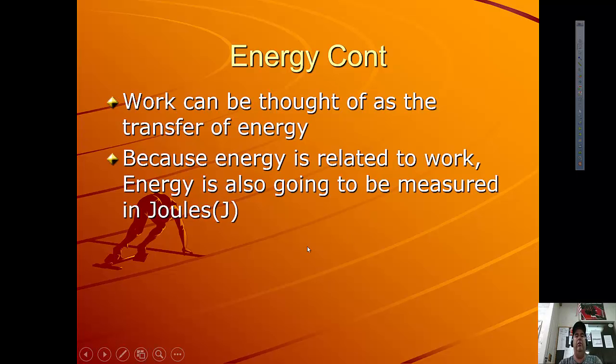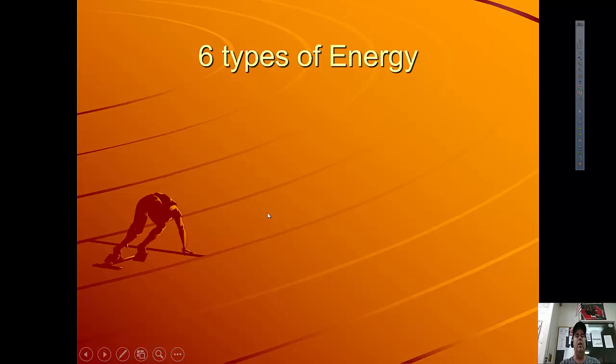Because energy is related to work, energy is also going to be measured in joules. Work, we just got done talking about, it's measured in joules. So therefore, energy itself is also going to be measured in joules. There's going to be 6 types of energy that we're going to end up talking about. Now, in this video, we're just going to talk about the first type because it's going to get broken down, so we're going to spend a lot of time on it. And then in the next one, we'll talk about the final 5 types of energy.